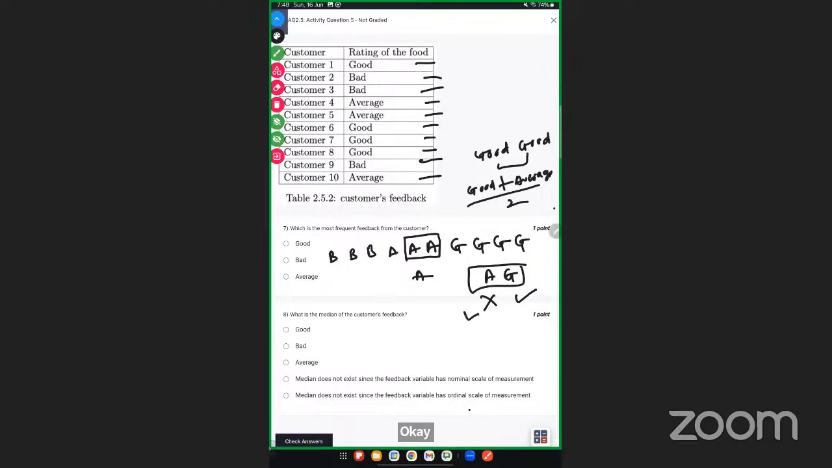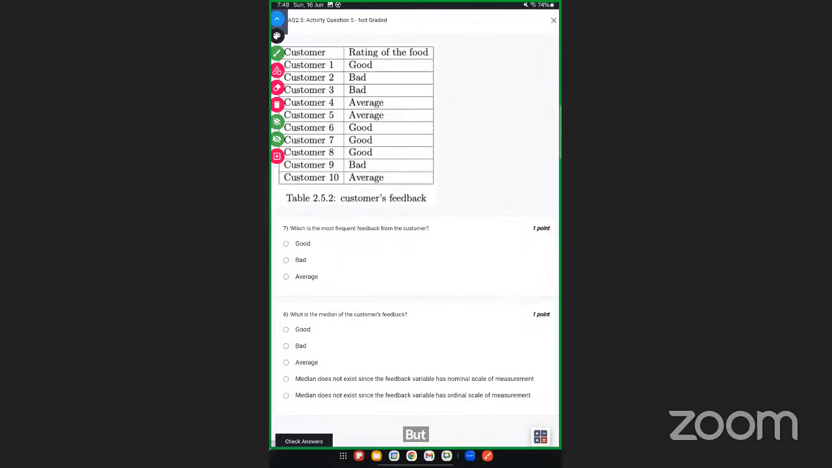Sir, if either one is given, is it always average? Yes, if only one is given, in this case it's average, since both are the same thing. If average is there and good is not there, then average is the correct one in that case also.